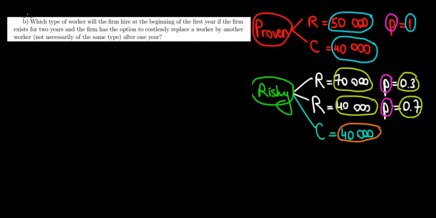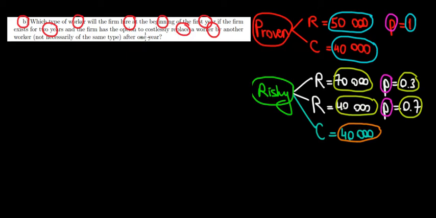Let's solve part B now. So what do we have here? Which type of worker will the firm hire at the beginning of the first year if the firm exists for 2 years and the firm has the option to costlessly replace a worker by another worker after 1 year? Okay, so now we have to think about 2 periods.